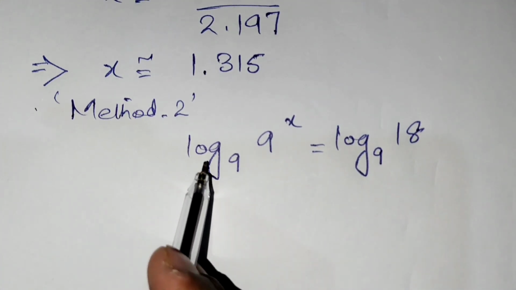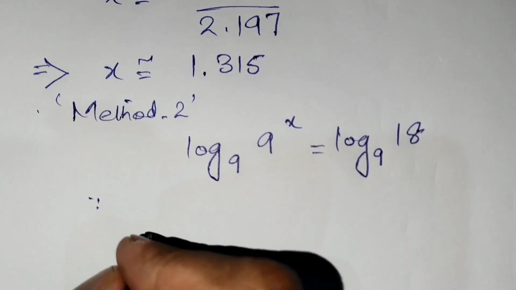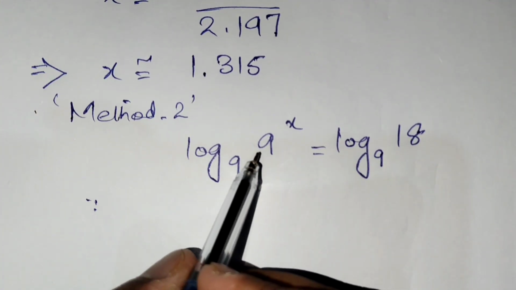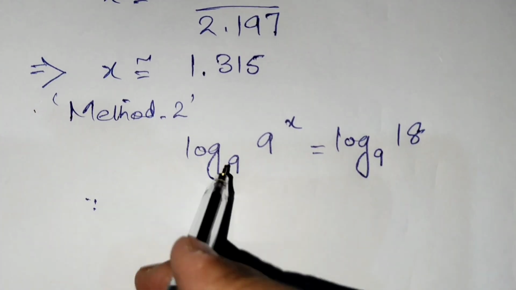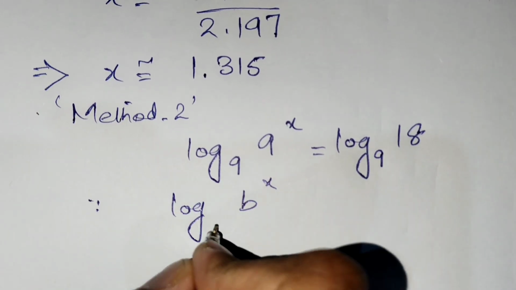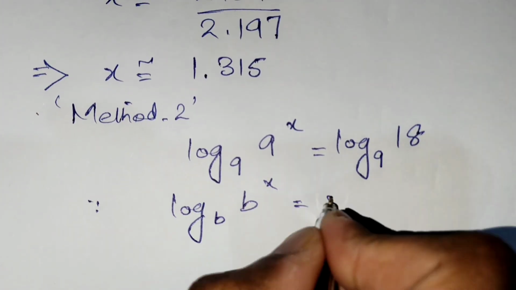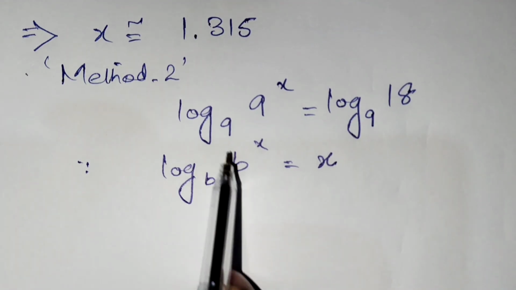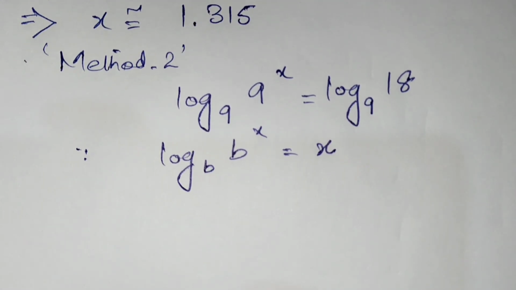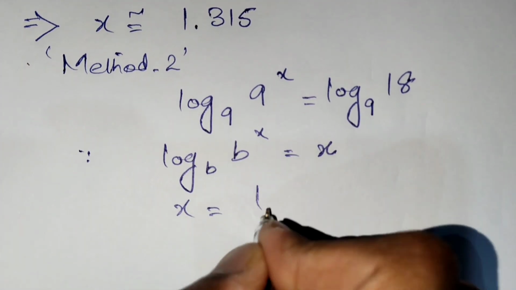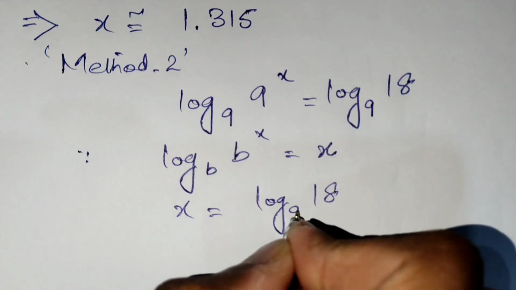Now we will use a power rule for the left hand side. But before using a power rule, we can here use an identity that log of b power x, the base b, is always equal to x. This is a very famous identity. We will apply it here on the left hand side, so it will become x equals log of 18 with the base 9.